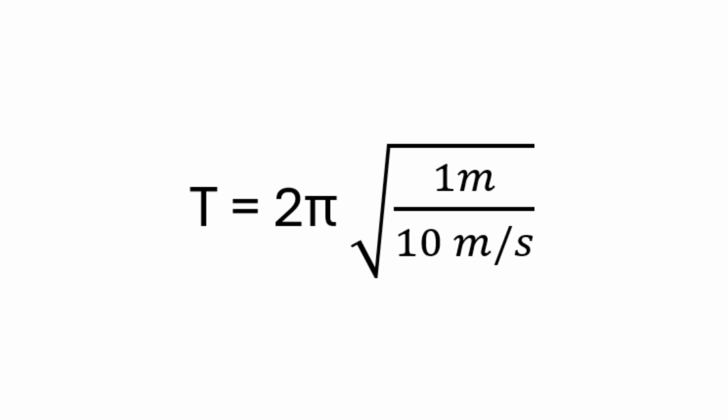For example, if a swing had a rope that was 1 meter in length and we assume the acceleration due to gravity is 10 meters per second, then we get a period of 1.99 seconds. This means that it would take 1.99 seconds for the seat to go from a resting position to both ends and then come back to the initial position.